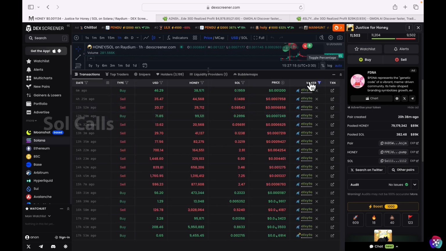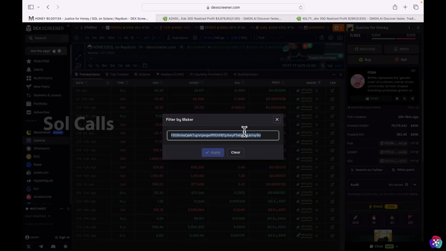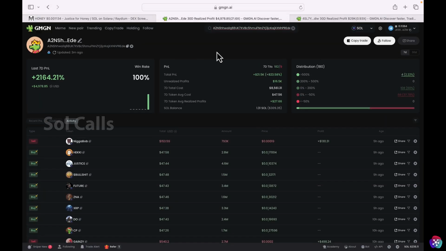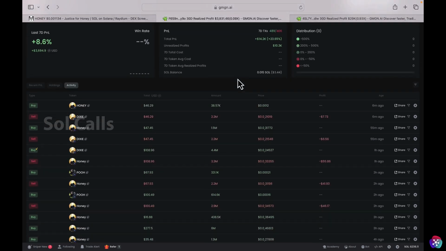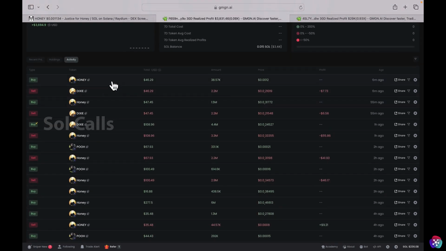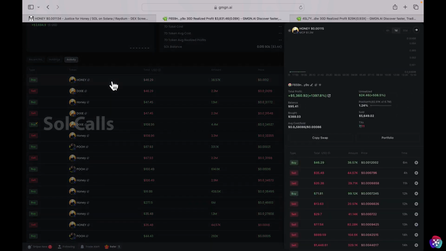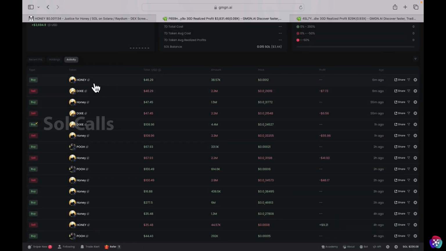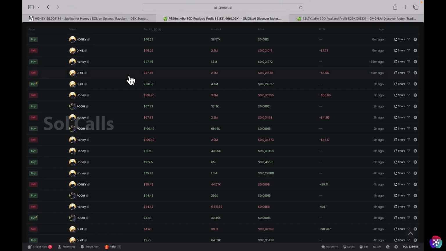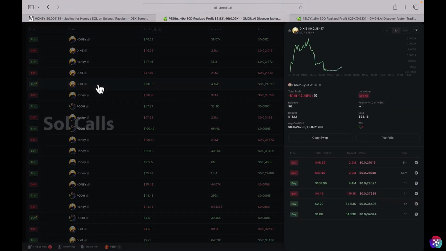Let's check his wallet. I hope he has a low number of transactions. That's what I want to see. Okay, let's check his last trade. This was quite profitable. He gained good profit on Honeycoin. This one, he lost money, but not much, only $14.